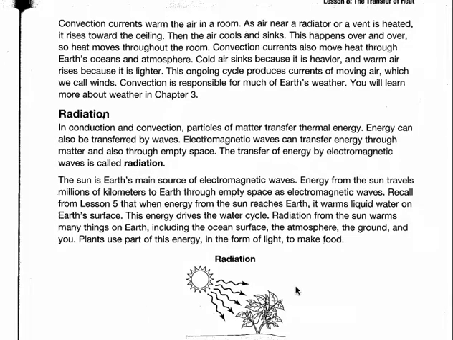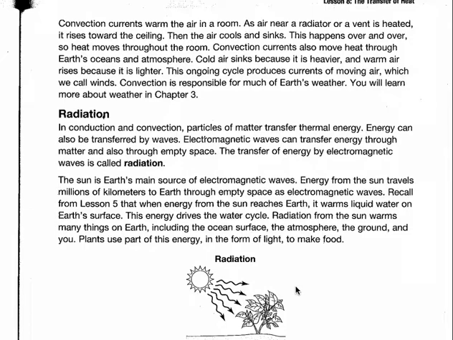The sun is Earth's main source of electromagnetic waves. Energy from the sun travels millions of kilometers to Earth through empty space as electromagnetic waves. Recall from Lesson 5 that when energy from the sun reaches Earth, it warms liquid water on Earth's surface. This energy drives the water cycle. Radiation from the sun warms many things on Earth, including the ocean surface, the atmosphere, the ground, and you.